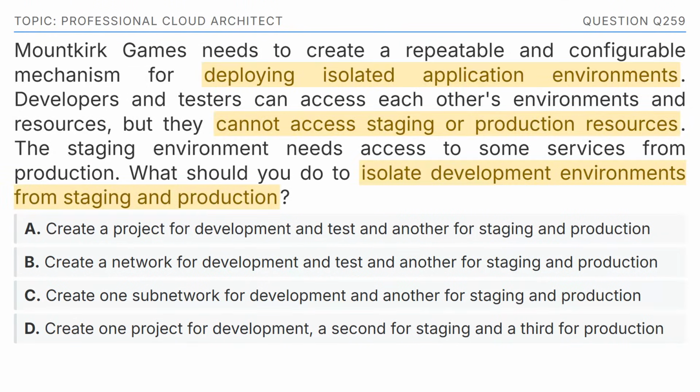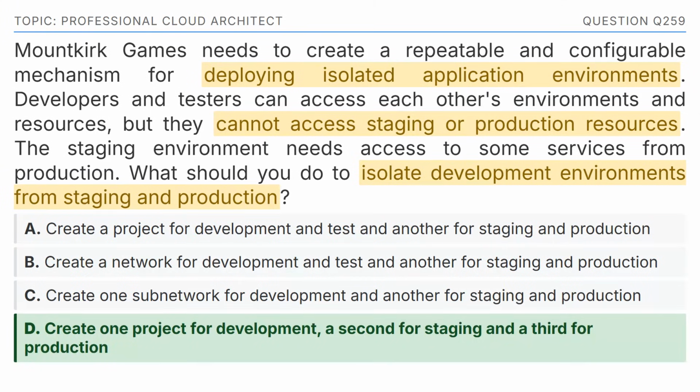To arrive at the correct answer, we focus on the keywords: deploying isolated application environments, cannot access staging or production resources, isolate development environments from staging and production. The correct answer is option D, create one project for development, a second for staging and a third for production.